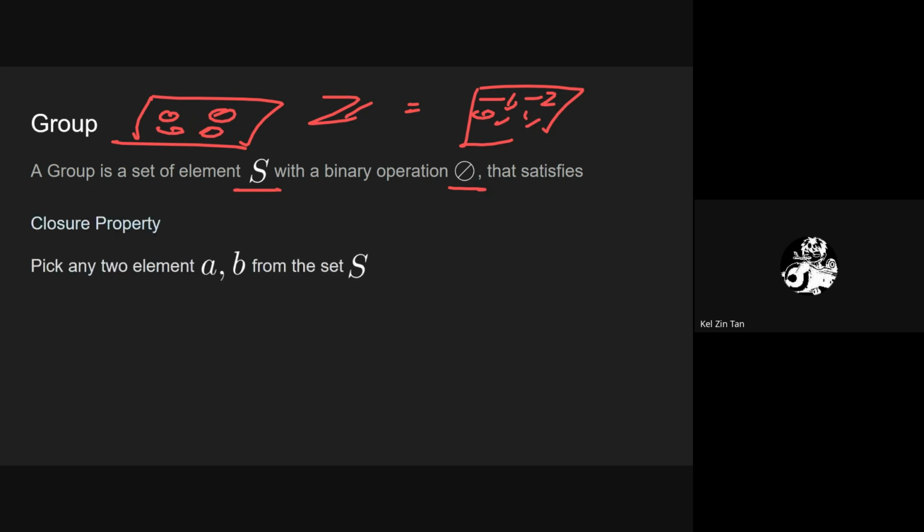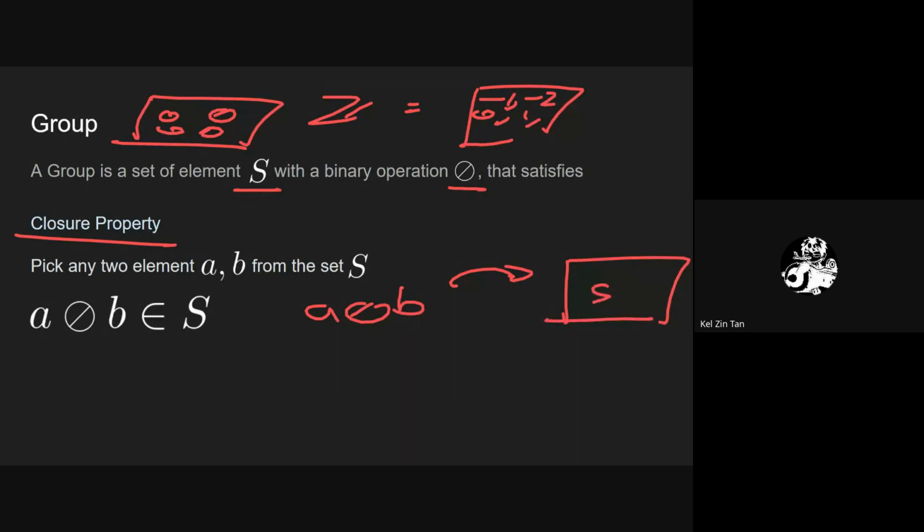The first property that a group must satisfy is the closure property. What is the closure property? I pick any two elements A, B from the set S. Then if I do A/B, the result must also be in the set. This notation means that A/B must be inside the set S. So if this is my set S, then there will be some element A/B here.